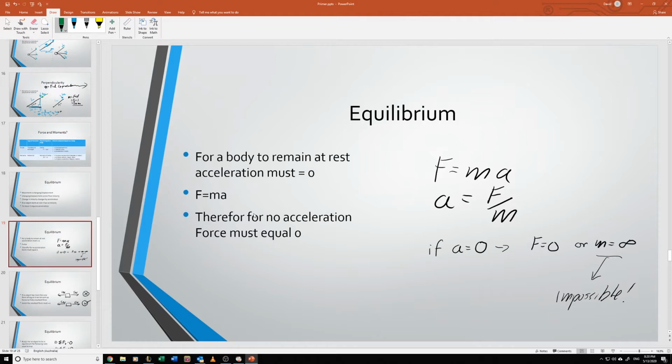We have our formula, F equals ma, so force equals mass times acceleration. Therefore, if we want our object to have 0 acceleration, our force must be equal to 0. We have an example over here: force equals mass times acceleration. If we rearrange it, we have acceleration equals force over mass. So if we want a equals 0, we have to get our force equal to 0, or our mass equal to infinity, which we can't do, because most of the time our mass is constant.